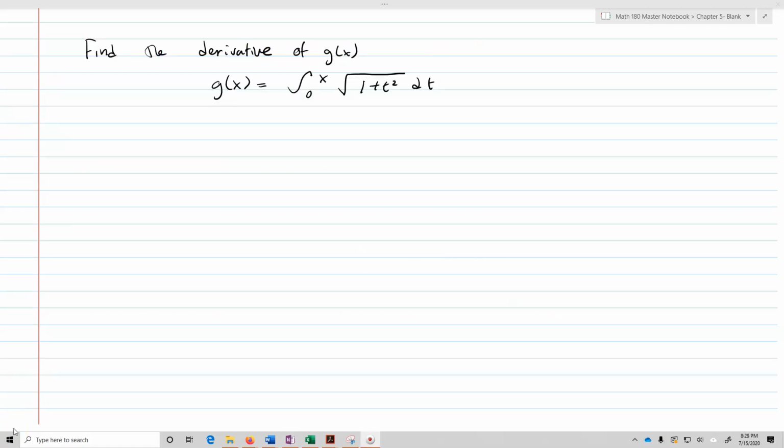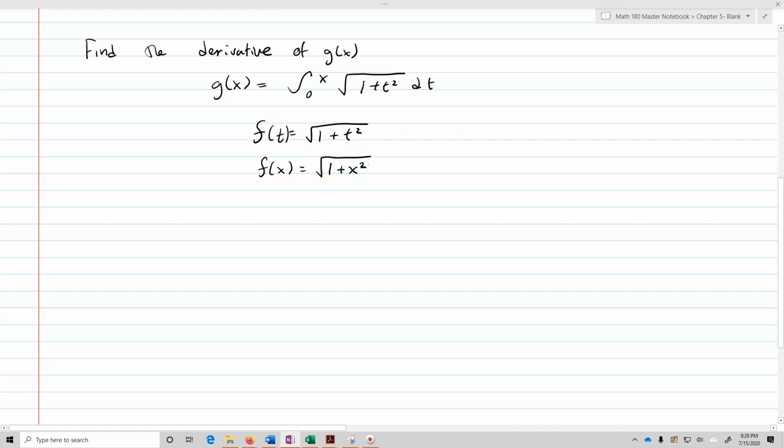So let's say I want to find the derivative of g of x. So g of x, we're going to say, is equal to this integral from 0 to x of the square root of 1 plus t squared dt. What we're going to say is that f of t is going to equal the square root of 1 plus t squared. So all we're going to do is define then that f of x is equal to the square root of 1 plus x squared.